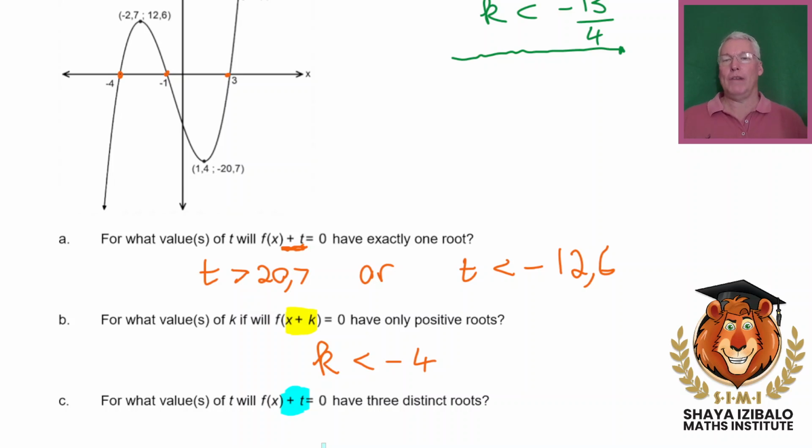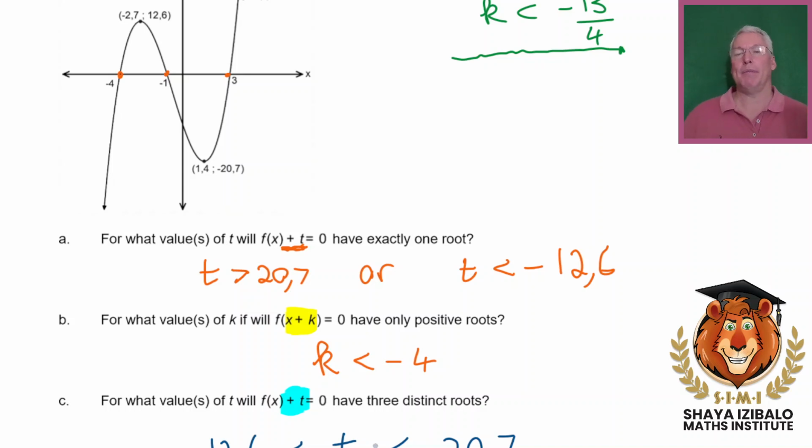For what values of t will f of x plus t equals 0 have 3 distinct roots? At the moment, there are 3 distinct roots. We can pick the graph up or down. We can drop it down by 12.6, well, not quite as much as 12.6. So we would need to drop it down by a bit less than 12.6, or we could pick it up by a little bit less than 20.7. And remember, picking up is a positive value, so that's 20.7. So we want t to be less than 20.7, but we also want t to be bigger than negative 12.6.